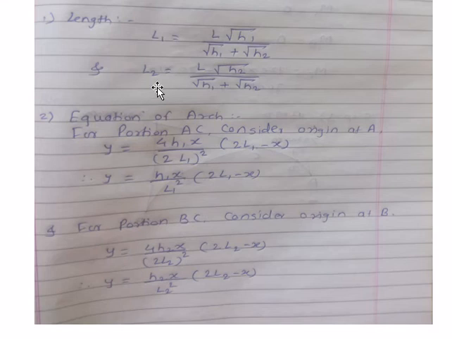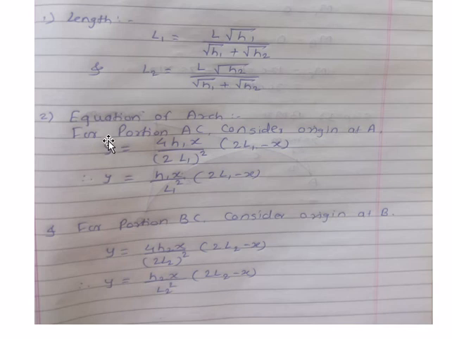Similarly we can calculate L2. The formula is L times root of H2 divided by root of H1 plus root of H2. Or you can calculate L2 from L1. You know that the total span of the arch L is equal to L1 plus L2. So L1 is known, L is known, so you can easily calculate L2. There is no need to calculate L2 with the help of this formula.